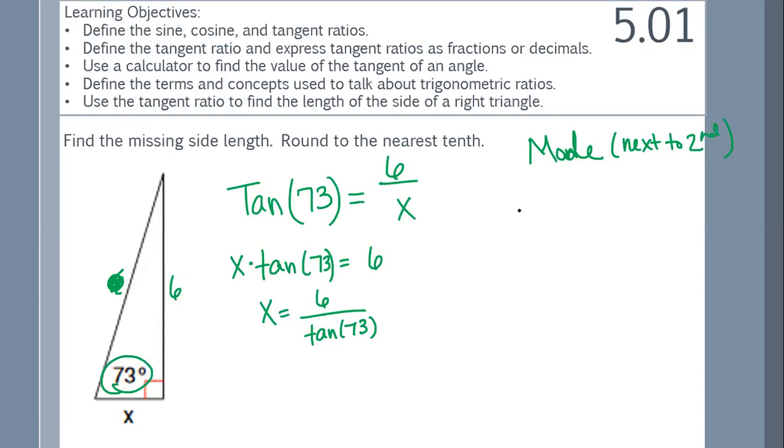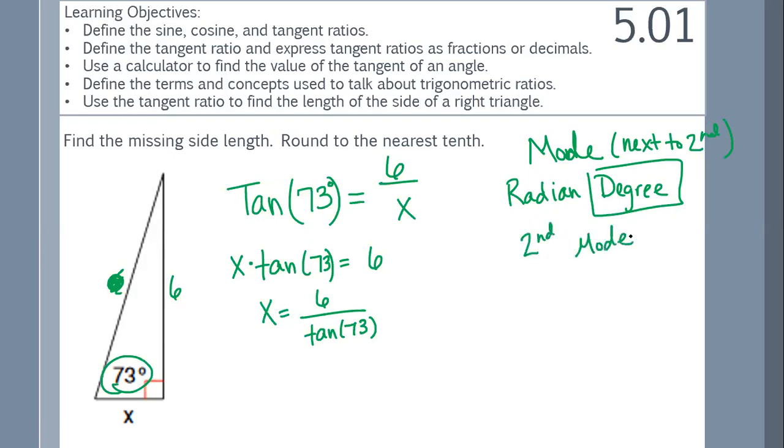Okay. Once you go to mode, it's about the third one down. You have a choice between radians and degree. You want to highlight degree and make sure it's highlighted, because these are degrees, 73 degrees. Once you've done that, you can hit second mode and that'll take you back to your home screen. But make sure that you are in degrees. Otherwise, you're going to get some very bizarro answers.